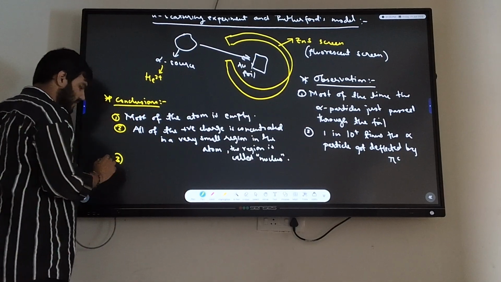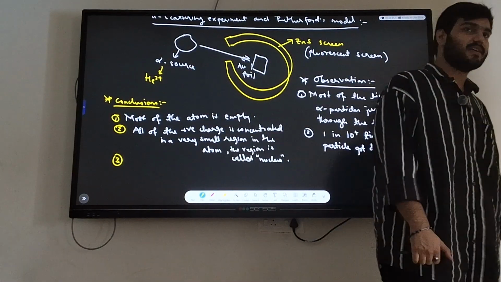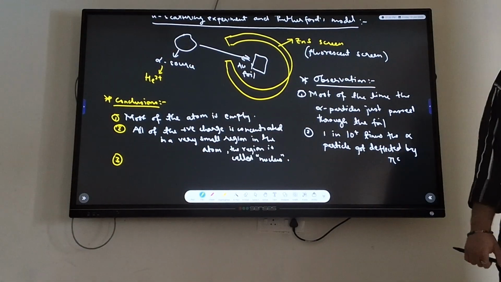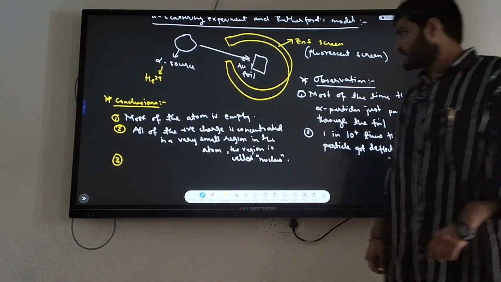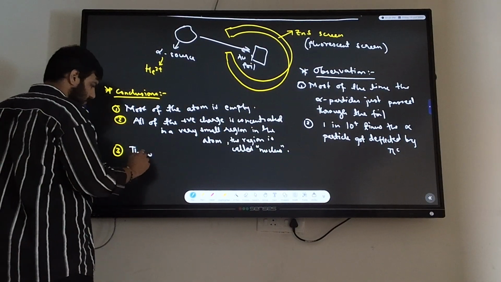Number 3. He said that if electrons are really going to exist inside the atom, then they will perform this circular motion. So that is the third conclusion. The electrons.